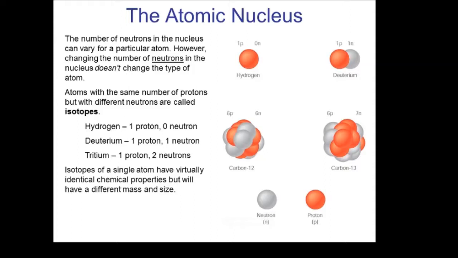Anyway, that's it for the nucleus. That's as complicated as I can make it. I mean, if we took a higher level class, I couldn't make it more complicated. So all you've got to know out of this is that when it comes to the nucleus of the atom, protons determine the type of atom. Different neutrons are simply isotopes. Same atom, same chemical properties, just a little difference in mass and size.